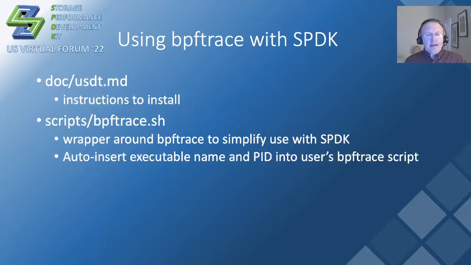We have a helper script called bpftrace.sh, which really simplifies using bpftrace with SPDK. For example, when you're doing some of these probes, you need to specify the full path to the executable name, or insert the PID of the application that you're processing. This script basically helps automate inserting that into your script so that you don't have to always type that information out every time you want to run an app.